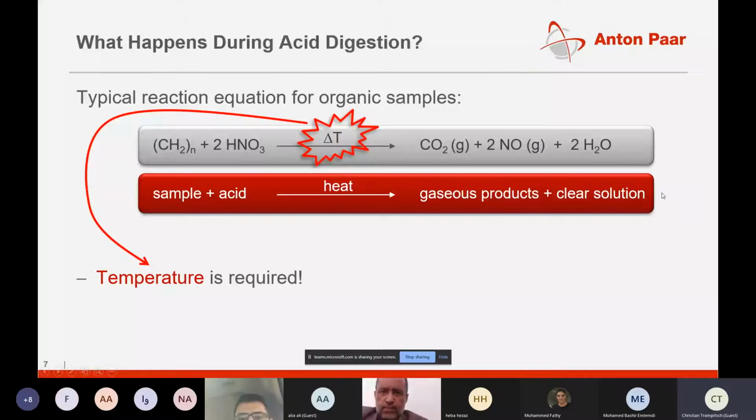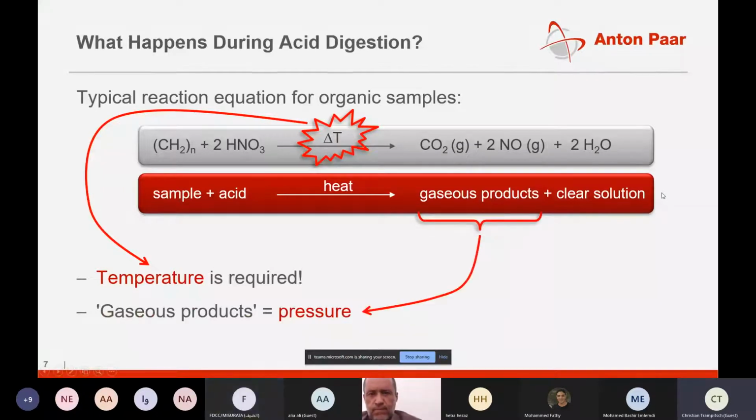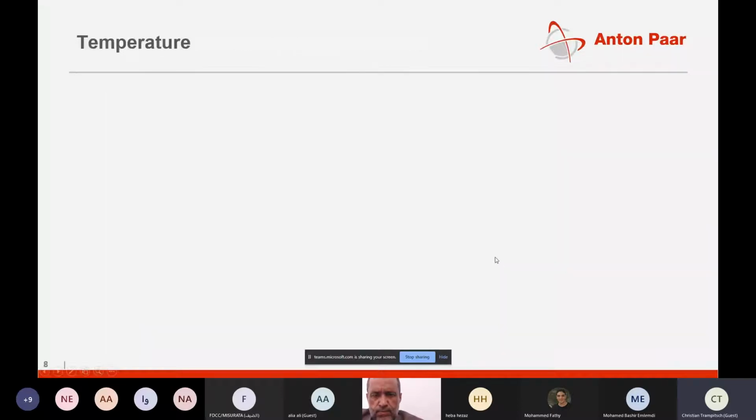The second thing where we have to put a focus on are the gaseous products. So these gaseous products will be later on related to pressure, and I will explain that in one of the next slides. But let's have a look at the temperature.